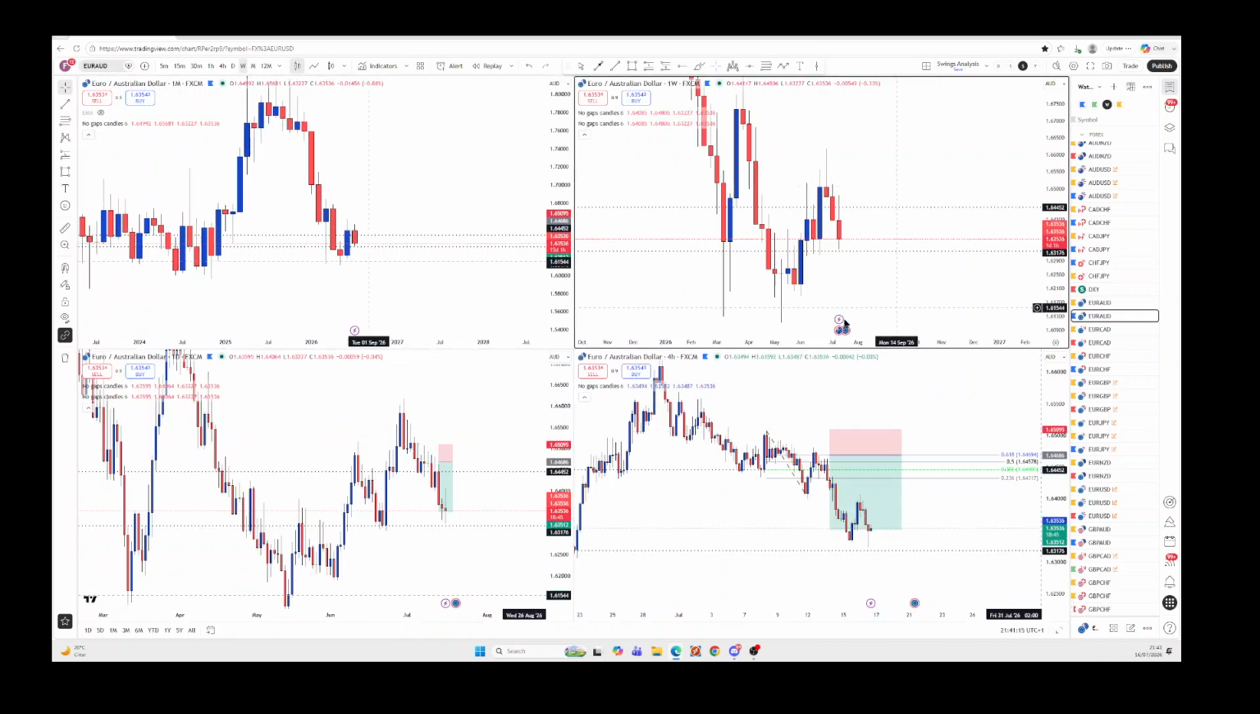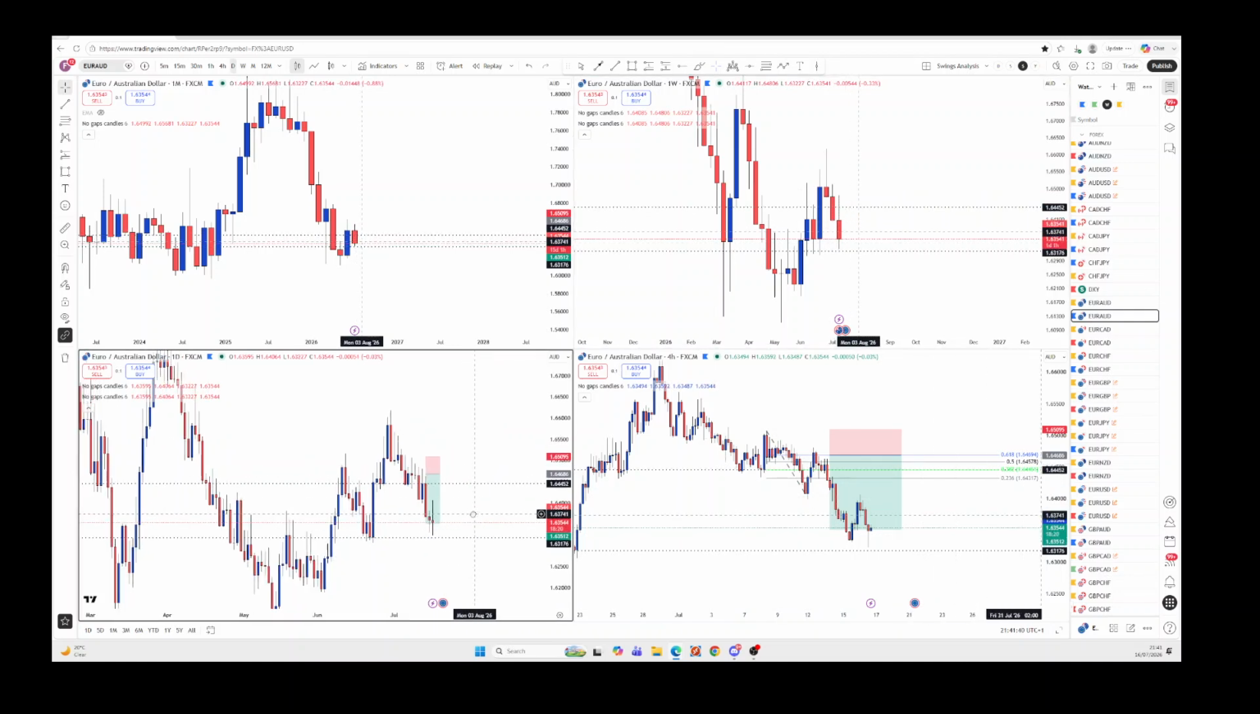So speaking of the bias, when we look at the weekly, we can see that the previous week was bearish. We had this big bearish candle here, see this big pin bar? So this was an indication that price was actually going to have a retracement or continue down, but we got this, and then we got a big bearish candle here. Okay, so that's all looking great.